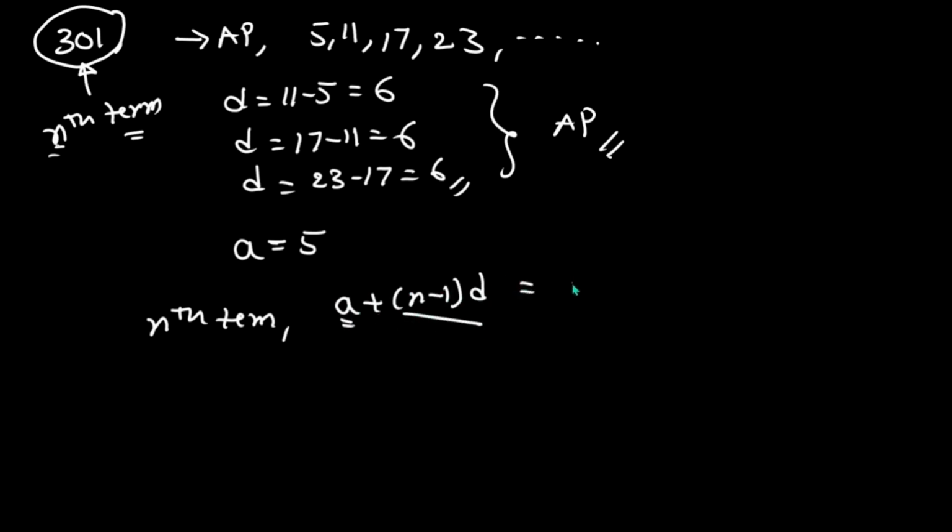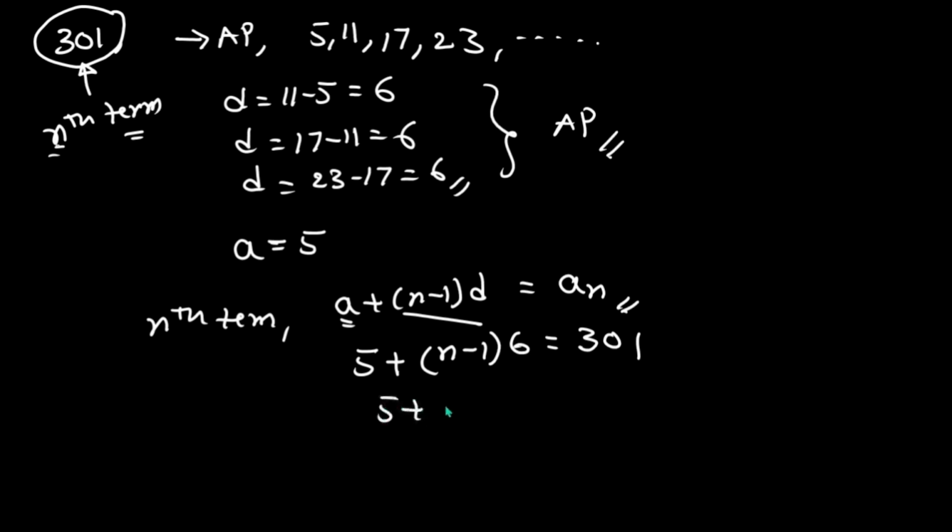So this is the nth term, that is called a sub n. Here we do not know n; we need to find it. What is the first term in this series? 5 is the first term. 5 plus, the nth term is 301, n minus 1 we do not know, into the common difference, which is 6 here. The term given in the series is 301, right? Let's simplify this.